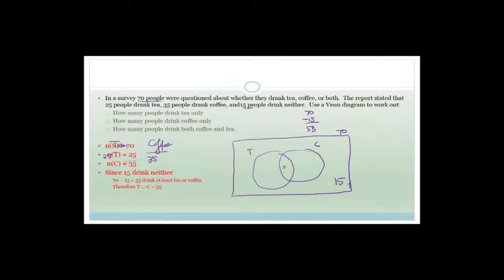So what we're gonna do is we're gonna call this X, okay? We know that all of this plus all of this has to equal 55, right? So this bit here, if the whole of this has to be 25, because 25 people drink tea, some of those people might drink coffee, we don't know. So do you agree that this little bit here, the left-hand side, is going to be 25 minus x. Similarly, the whole of this minus the x has got to be 35 minus x. So now we've got 25 minus x plus 35 minus x is equal to, what did we say?